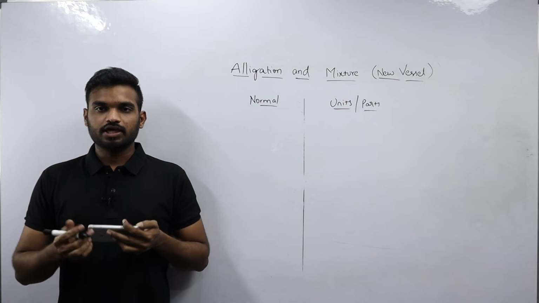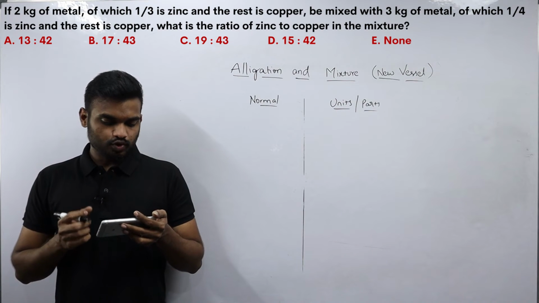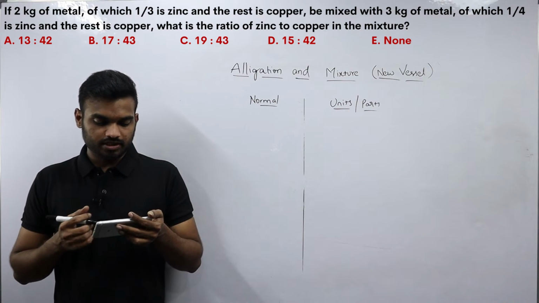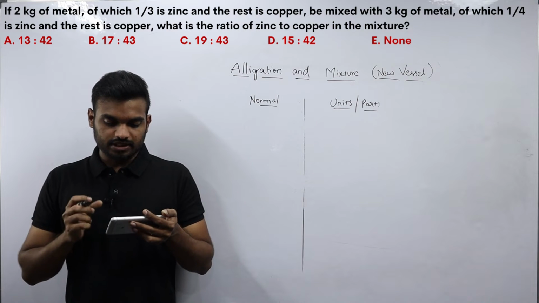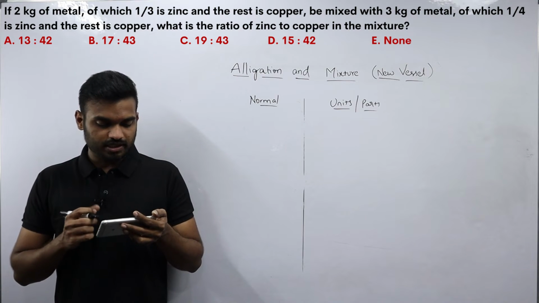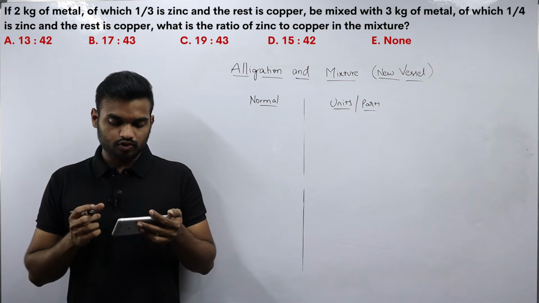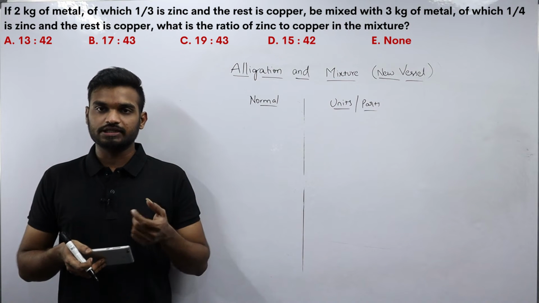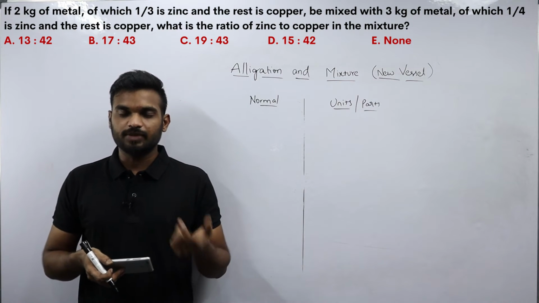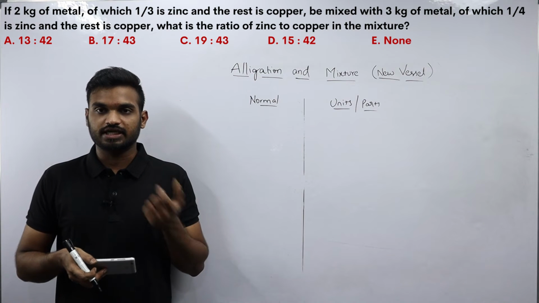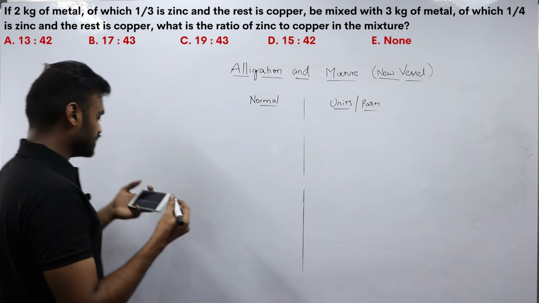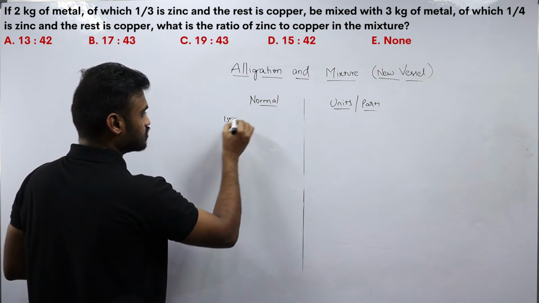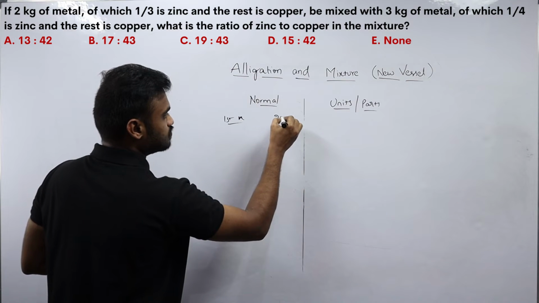Now let's see the third problem. They are saying that if 2 kg of metal, of which 1/3 is zinc and the rest is copper, is mixed with 3 kg of metal, of which 1/4 is zinc and the rest is copper, what is the ratio of zinc to copper in the mixture? We need to find the final ratio of zinc to copper in the resultant mixture. This is the same kind of problem that we solved earlier, the second problem. They are talking about the first metal and the second metal.